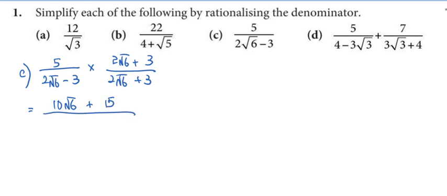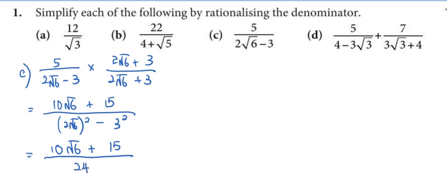Denominator times denominator. But I have to be very careful. Remember, write the first term square minus the second term square if you use the identity. After that, I simplify the bracket. 2 square is 4. Square root 6 squared, you have 6. 4 times 6 will give us 24. Am I right? Minus 9.